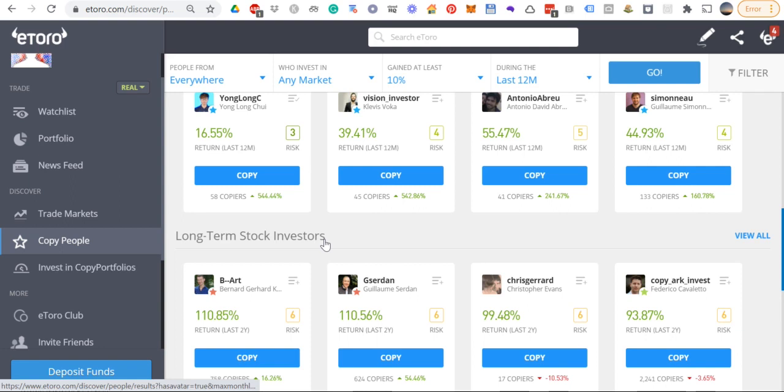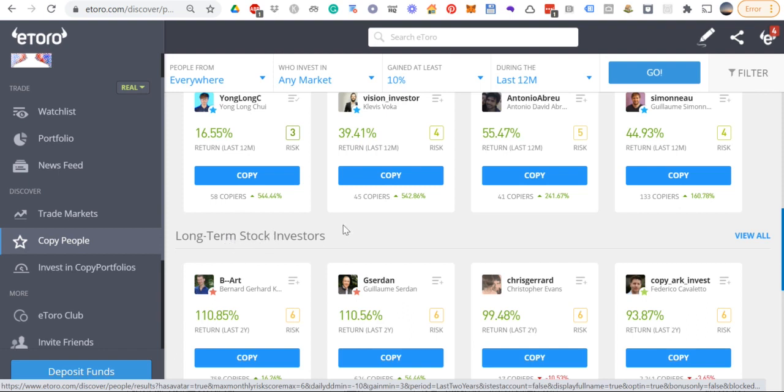Long-term stock investors. So for me, it depends what your portfolio is. If you've got no other exposure to standard stock investments like indexes and ETFs, then yeah, maybe get some exposure here on eToro. You don't pay to place your trades in your position, so it's a very low cost platform.